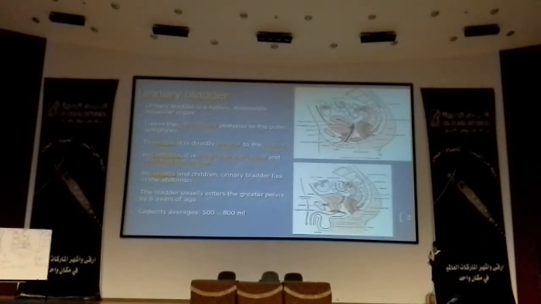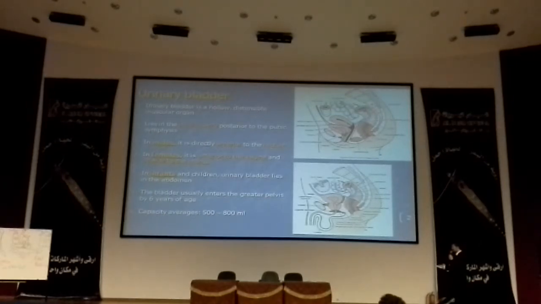Now, again, in female it's anterior to the vagina and inferior to the uterus, and you have to know that in infants, that means in children, the urinary bladder is located mainly in the abdomen, and at 6 years of age, it goes down into the false pelvis, what we call the greater pelvis. You know that the greater pelvis is an alternative name for the false pelvis. But what about the true pelvis? The alternative name is pelvic cavity.